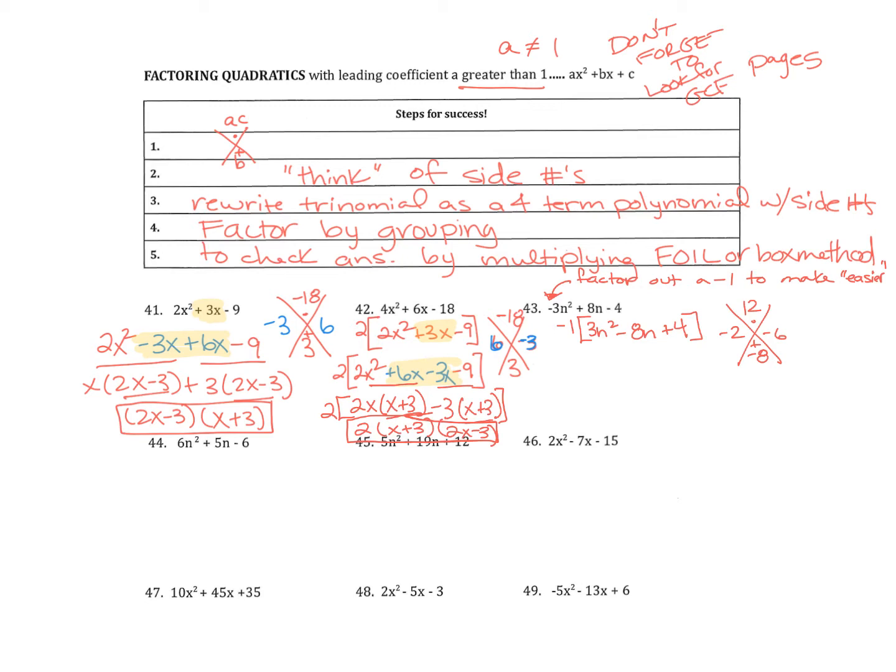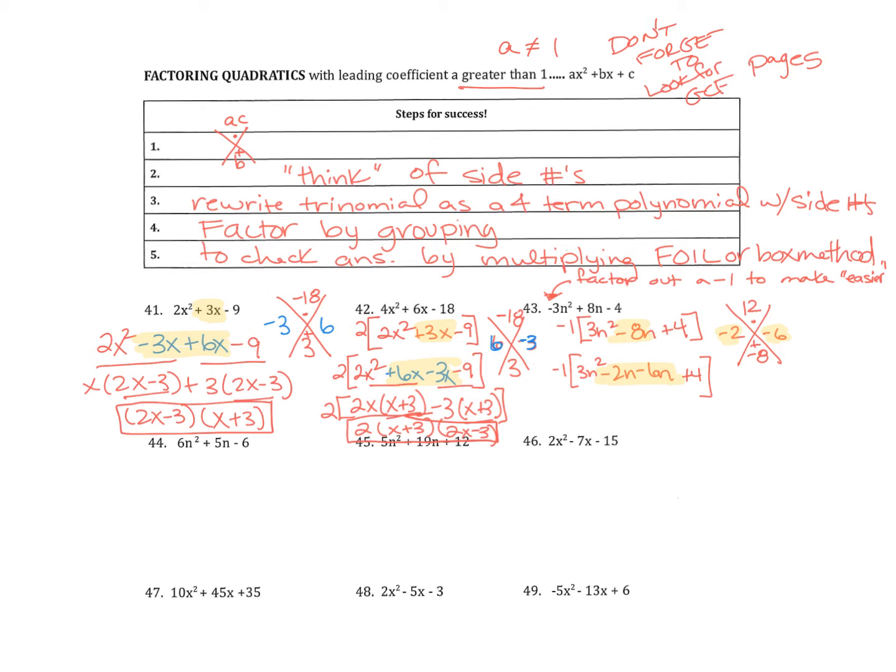And now I'm going to rewrite my trinomial as 4 terms. So I've got my negative 1 in front. I keep my 3n squared. I keep the plus 4. But I'm going to rewrite the negative 8n as minus 2n minus 6n. Technically, it doesn't matter what order I write them in. I'm going to end up with the same answer in the end. So I just took my side numbers, my negative 2 and my negative 6, and I put them in, either order is fine, instead of my negative 8n.